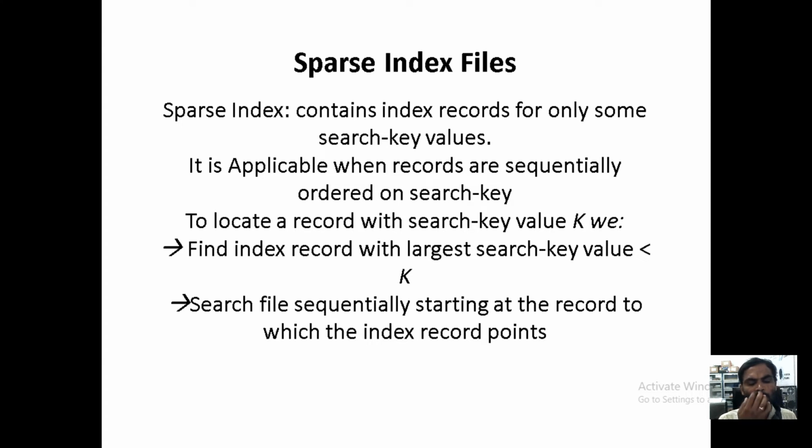Now if you want to find the index record with the largest search key value under the sparse index file, we should find it with the help of the less-than condition on the search key value. Then, sequentially, the records are reached from the index, which points to them with the help of the record pointer.